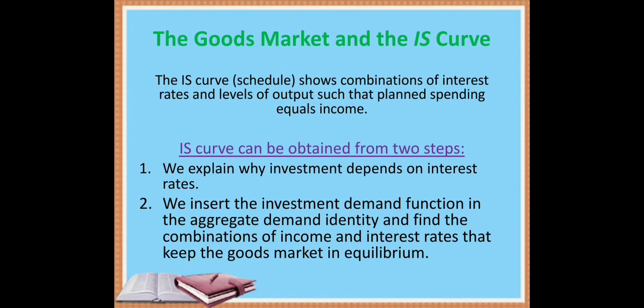The goods market and the IS curve. The IS curve, or schedule, shows the combinations of interest rates and levels of output, which is income, such that planned spending equals income. The IS curve can be obtained in two steps. First, we explain why investment depends on interest rates. Second, we insert the investment demand function in the aggregate demand identity and find the combinations of income and interest rates that keep the goods market in equilibrium.